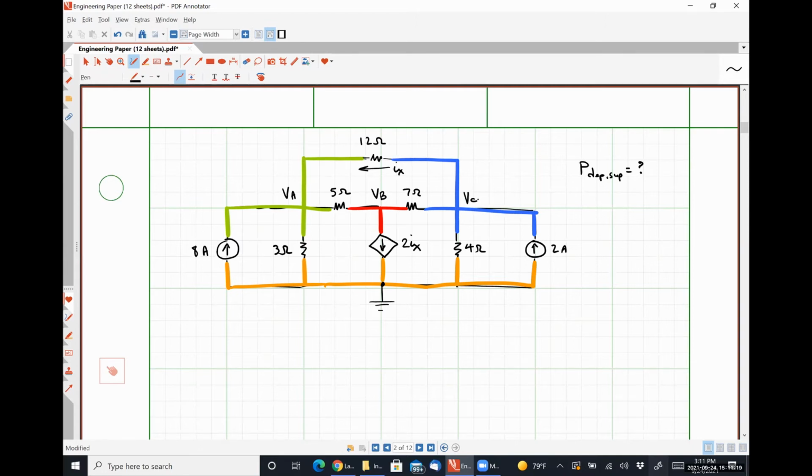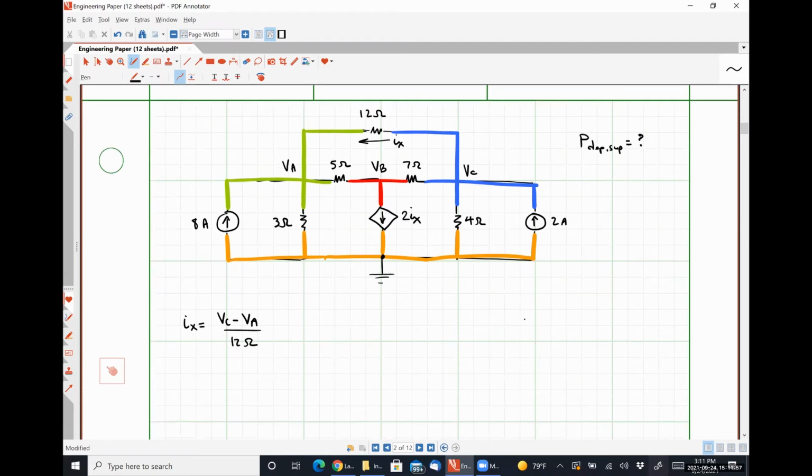So I heard VA minus VC over 12 and VC minus VA over 12. Which one is it? So it should be VC minus VA, right? Because the current is flowing from the right to the left. So it should be the right node minus the left node. So IX is equal to VC minus VA over 12 ohms.